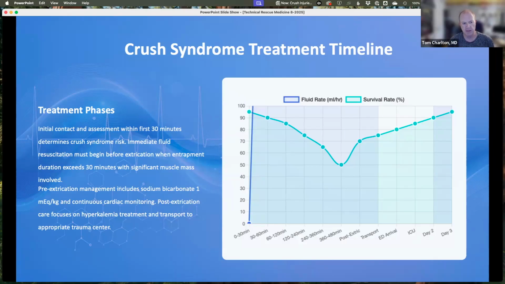After we've gotten this person potentially extricated, we again need to get them assessed as if they're trauma. So start all over again with your rapid trauma assessment. Go through, make sure you're not missing other injuries, et cetera.